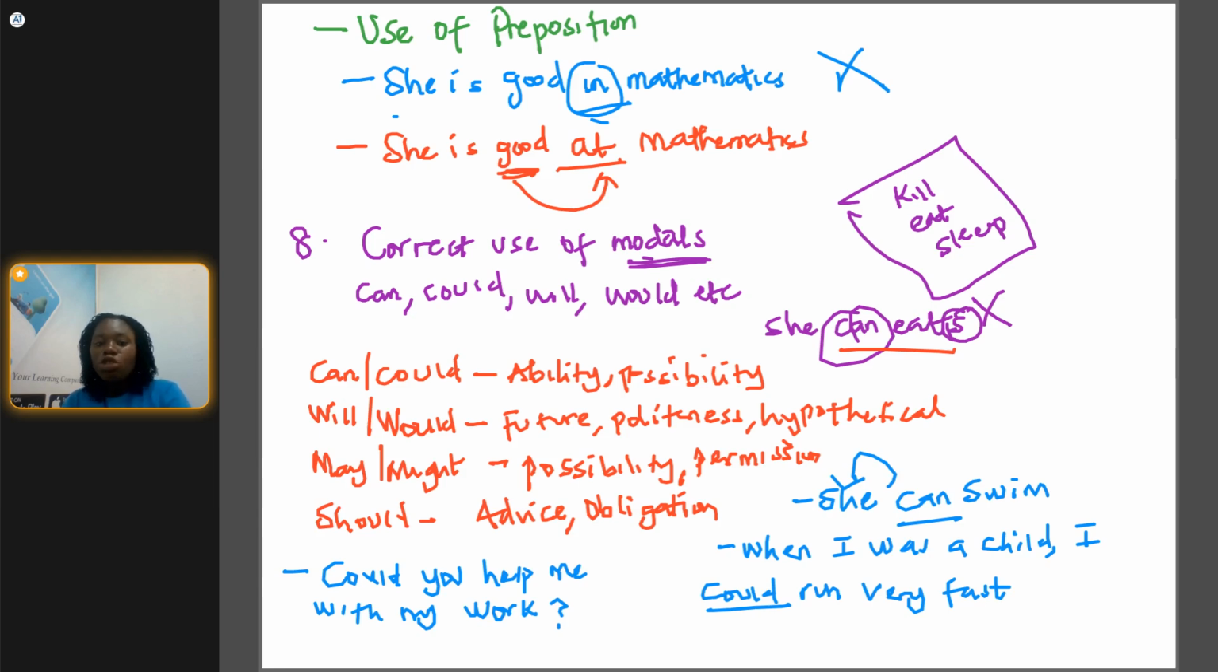So again, can shows ability. All right, it shows present ability, while could shows past ability, and it also shows polite request. Okay, that's for can. Let's move to the next point.